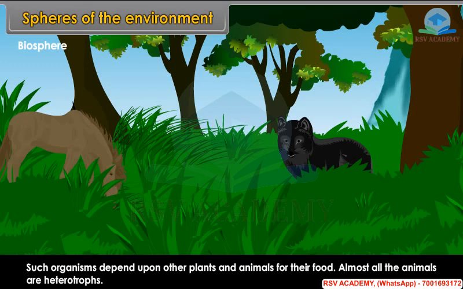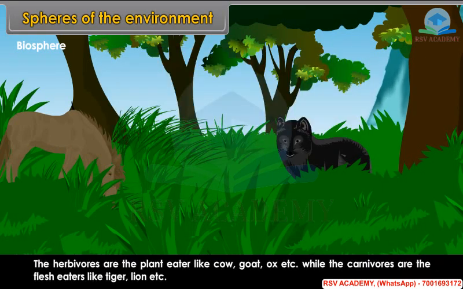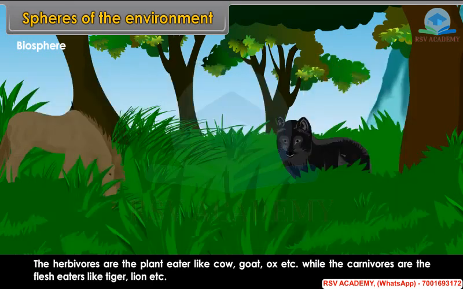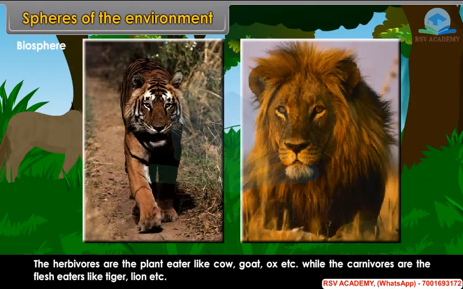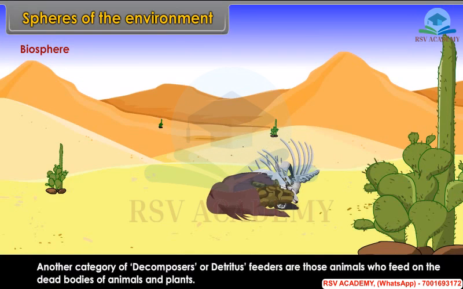The consumers or heterotrophs are of two categories, that is, herbivores and carnivores. The herbivores are the plant eaters like cow, goat, ox, etc., while the carnivores are the flesh eaters like tiger, lion, etc. Still, there may be a third category of omnivores, which are both plant as well as meat eaters. Another category of decomposers or detritus feeders are those animals who feed on the dead bodies of animals and plants.